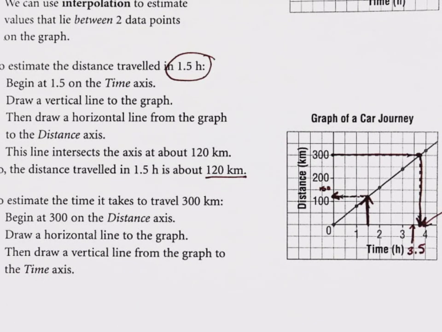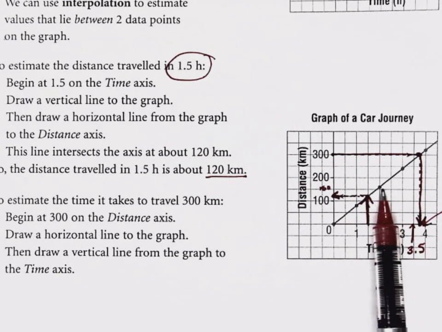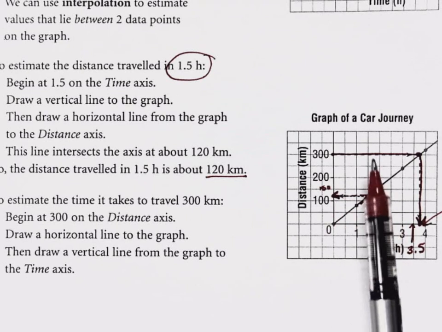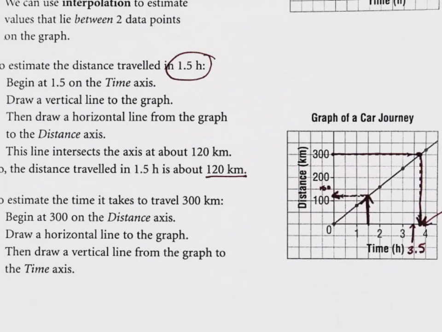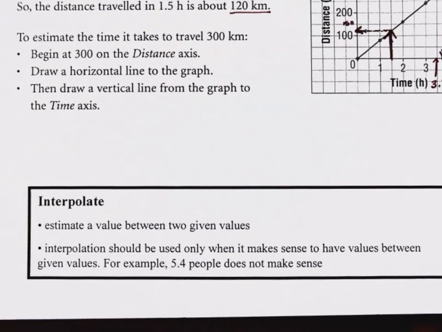Okay, so that's how you do it when you have the graph and the data on the graph. Now, it's got to be an educated estimate. You can't just randomly pick, like, oh, 300 kilometers is going to take me 2 hours. Well, that's not a true story. At 2 hours, you've only gone 150 kilometers, just a little bit more than 150. So how could 2 hours get you 300 kilometers? You have to use the data. You can't just randomly pick a number. So interpolate is estimating the value between two given values.